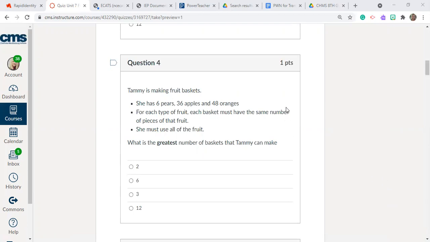I suggest that you guys use the ladder method for this problem. So what is the greatest number of baskets that she can make? 2, 6, 3, or 12. Pause and do the work in your notebook.